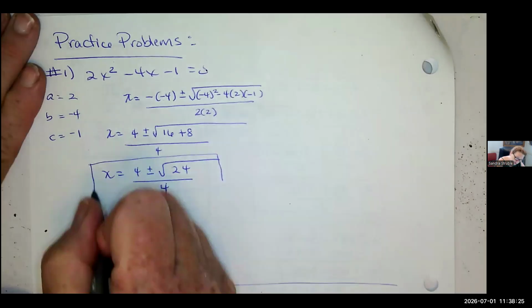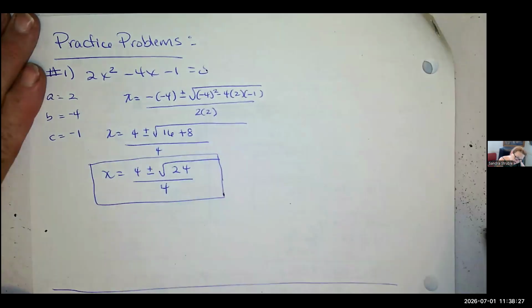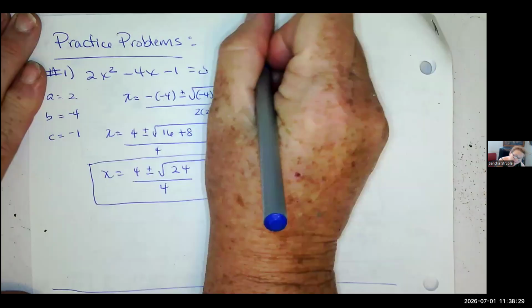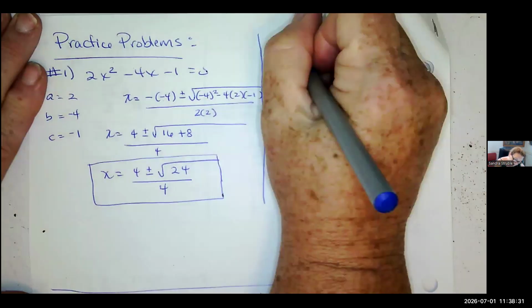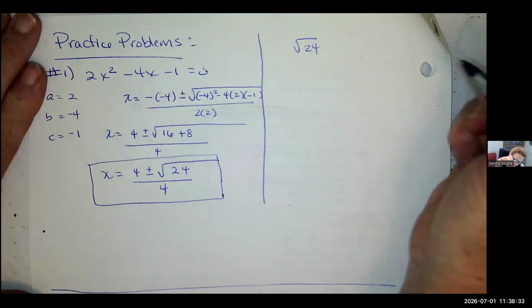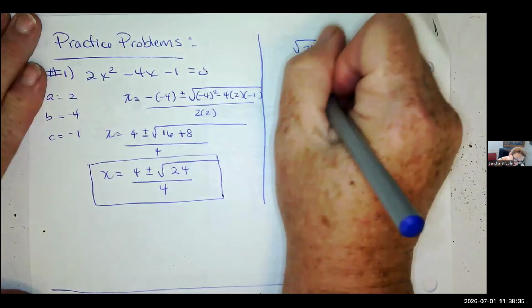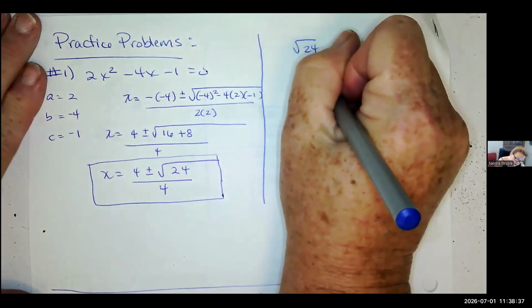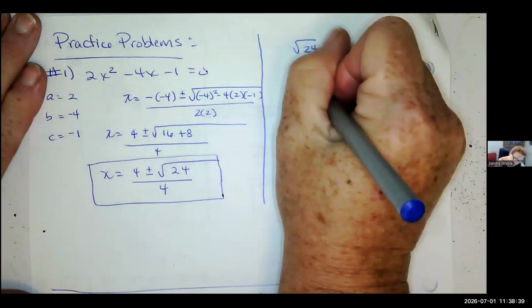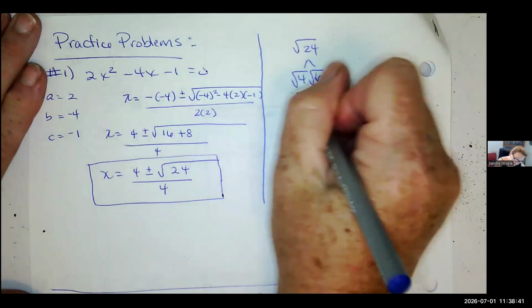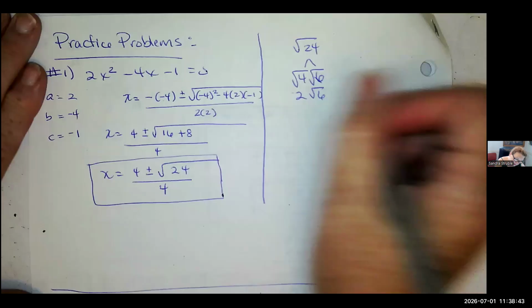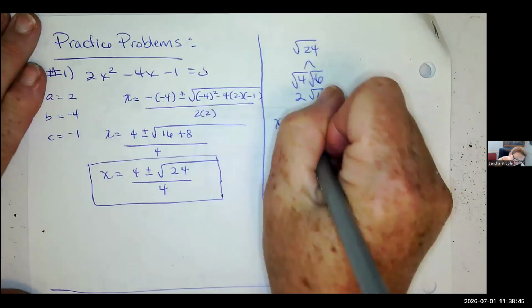All right, for those of you who are moving on, let's talk about the square root of 24. It has a perfect square in it because it's made up of 4 times 6. So the square root of 4 and the square root of 6. Square root of 4 is 2. Square root of 6 is the square root of 6. So let's rewrite this. 4 over 4 plus or minus 2 square root of 6 over 4.